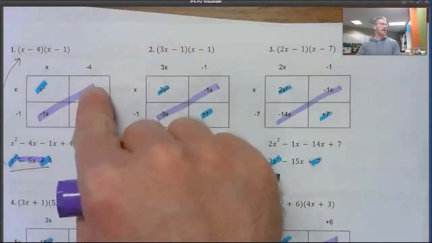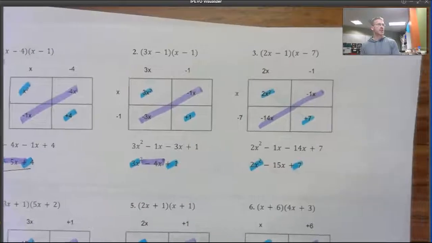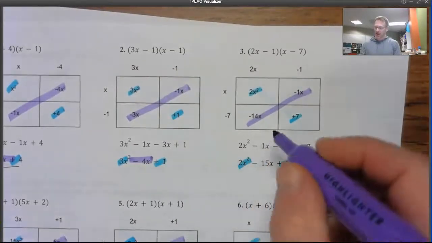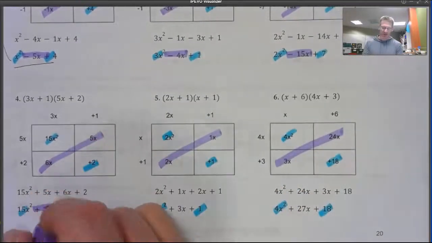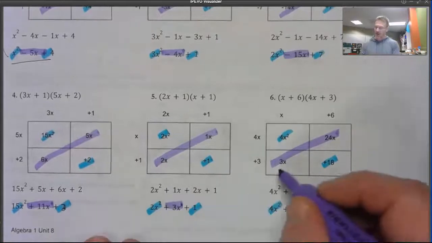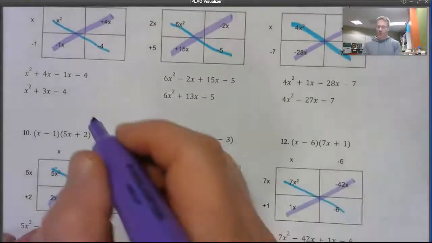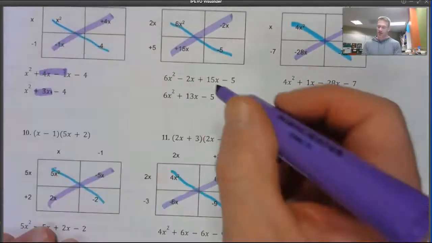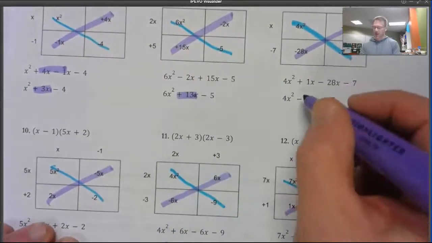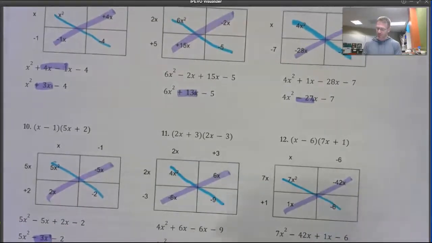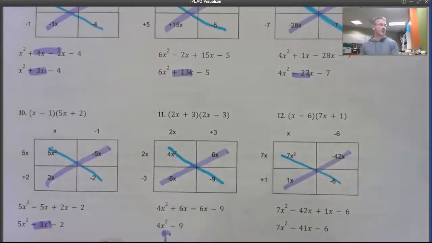So -1x and -4x, that gives me -5x. -3x and -1x, that gives me -4x. -1 and -14, that gave me the -15. The 6x and 5x, that gives me the 11x. 2x and 3x, 3x and 24x, right? If I keep going, 4x and -1x, that gives me the 3x. 13x, 15 minus 2x, 28, -28x plus 1x. So you can see this middle term, oh, notice here, it's -6x plus 6x is 0. And notice there is no middle term, it's 0.